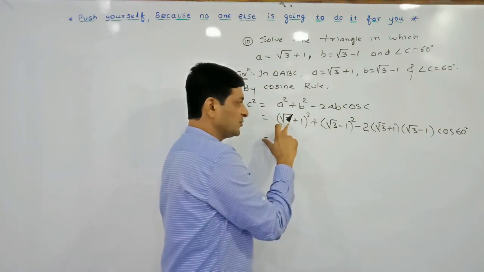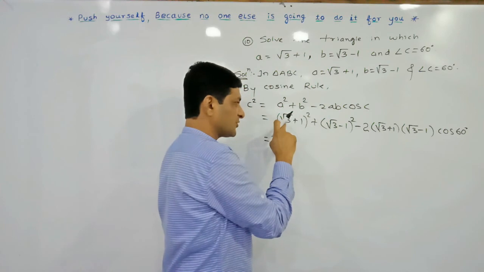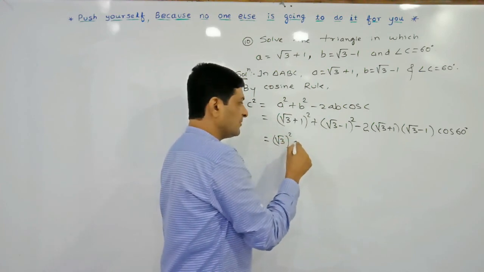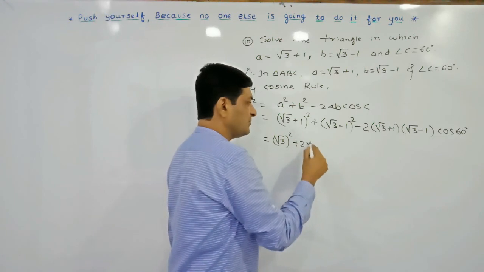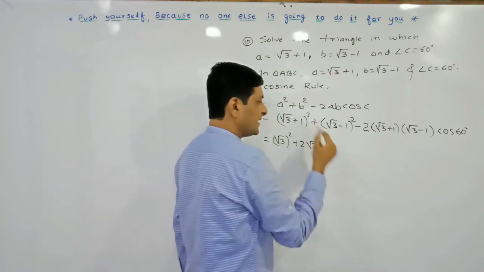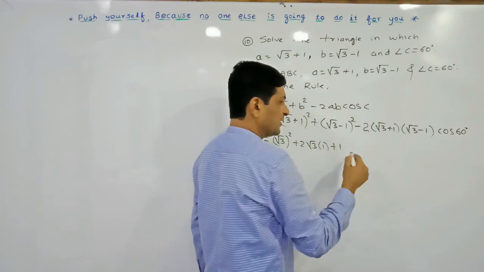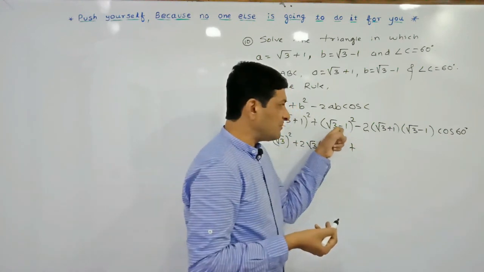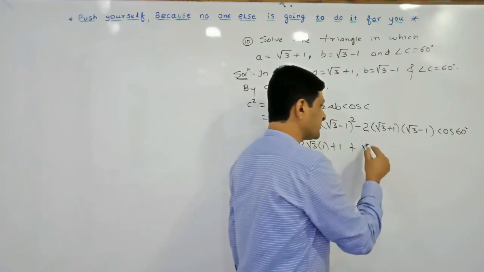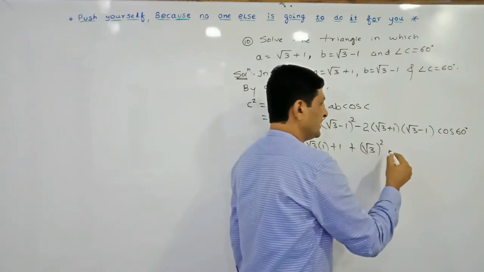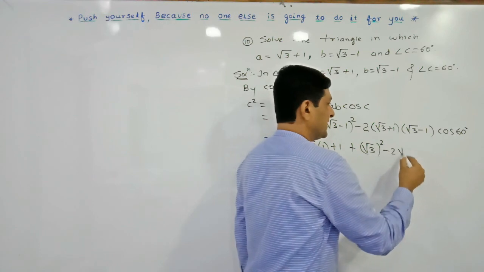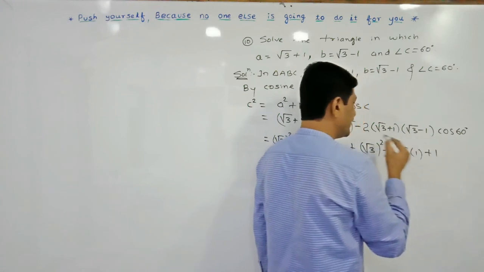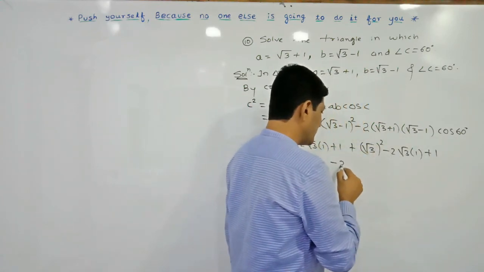Its expansion using the identity (a plus b) whole bracket square is equal to a square, means square of root 3, plus 2ab, ab means root 3 into 1, plus b square, square of 1 will be equal to 1. Plus here again apply the identity (a minus b) whole bracket square is equal to a square, means square of root 3, minus 2ab, a is root 3 and b is 1, plus b square, b square means 1 square is 1. So here minus 2, keep it as it is.